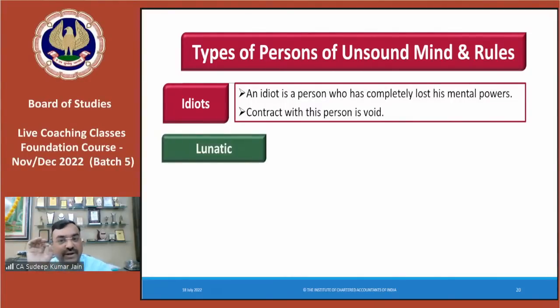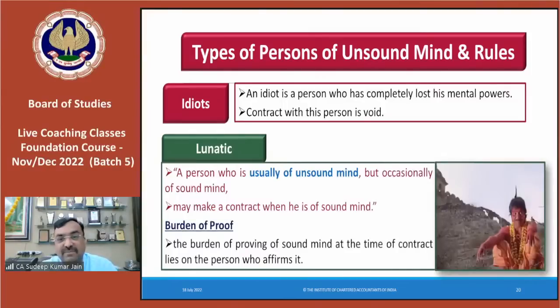Second is lunatic. The lunatic is the person who is mostly mad, but sometimes he is sound. Lunatic means the person who is mostly unsound, but sometimes he becomes sound. One who remains mad maximum time but sometimes becomes fine, what do we call him? Lunatic. Remember the movie? A person who is usually of unsound mind but occasionally of sound mind. Now that person can make a contract only when he is of sound mind.